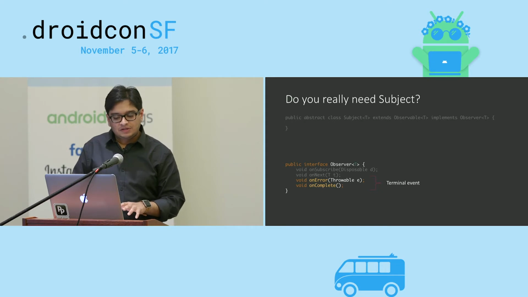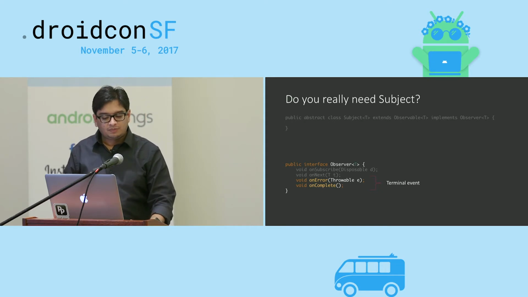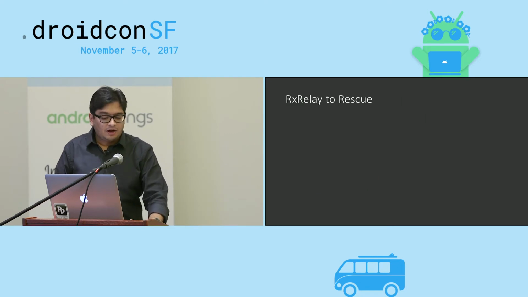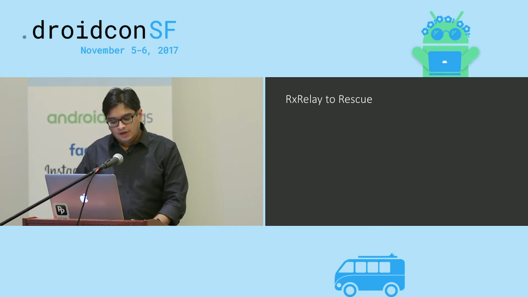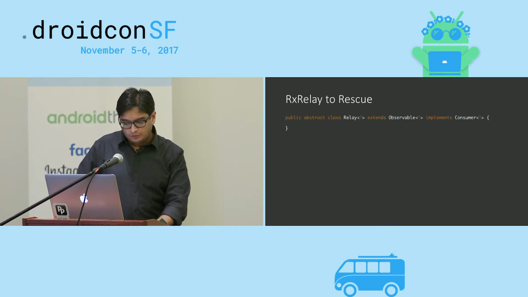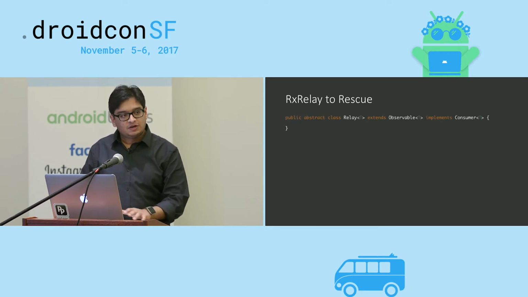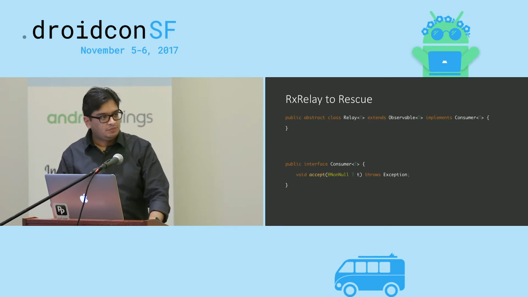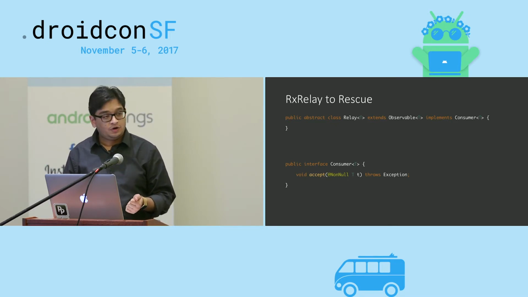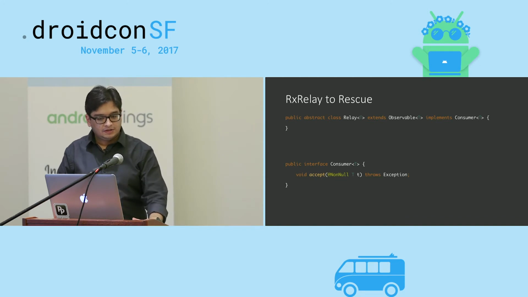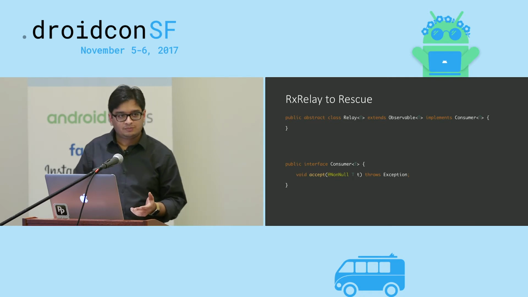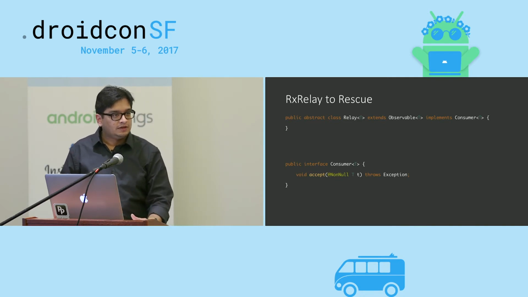Not all your requirements would end up requiring an onError and onComplete to be called. So there's a library called RxRelay from Jake Wharton, which essentially solves that issue. It's still an observable, but instead of being an observer, it implements a consumer. And as a consumer, it only has one interface method, that is accept. There is no longer an onError or an onComplete, so you're pretty sure that nobody else in your application can accidentally call a terminal event on this. So we don't use subjects as is, but we use RxRelay in our app heavily.